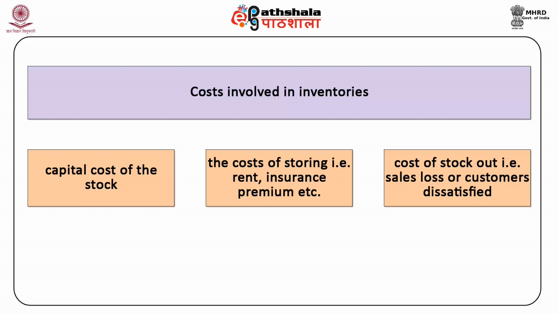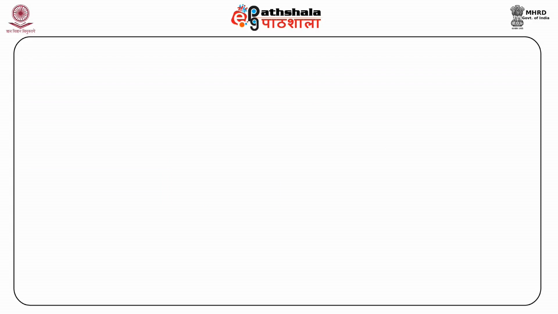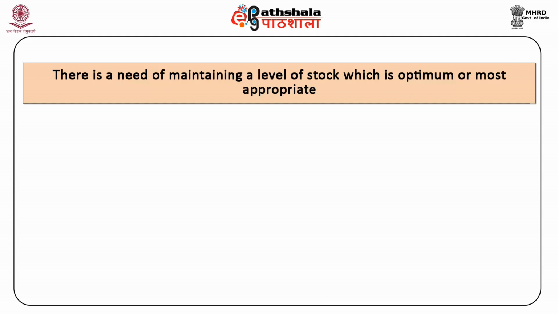The cost of stock outs may be sales loss or customers dissatisfied. It may also cause delay or holds up in the production process. Thus, there has to be a balance between the two. There is a level of stock which is optimum or most appropriate. Inventory management seeks to determine this level and maintain it.